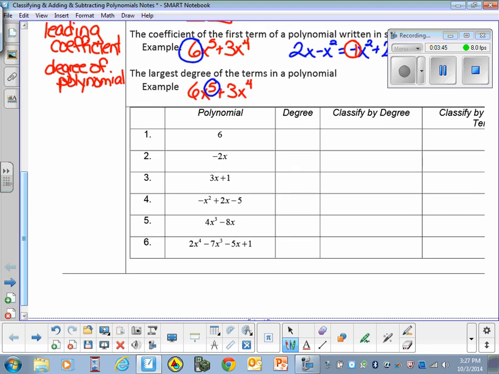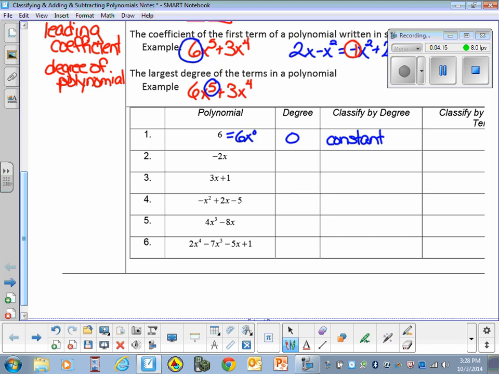Now 6 is the same as 6x to the 0 power. Remember, x to the 0 power is 1. 1 times 6 is 6. My degree is 0. When we classify by degree, this is a constant. And when we classify by term, constant. Well, let's go by degrees first.